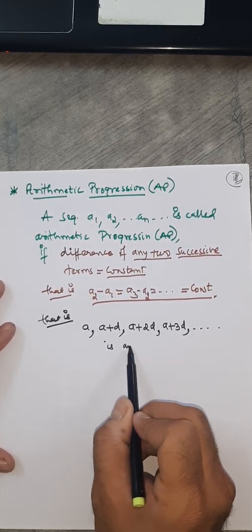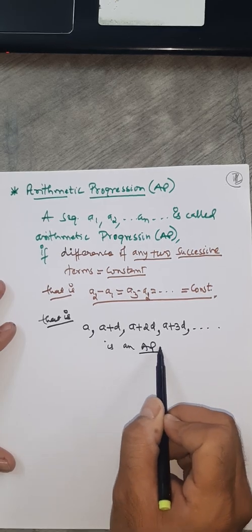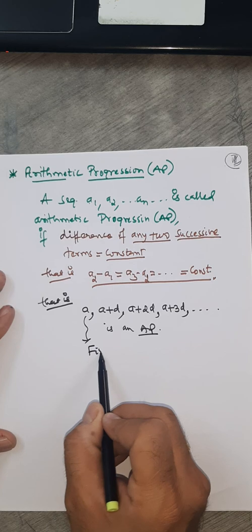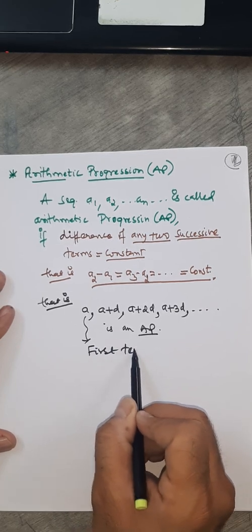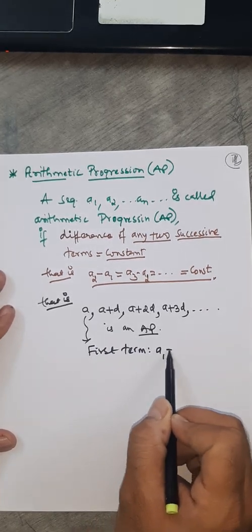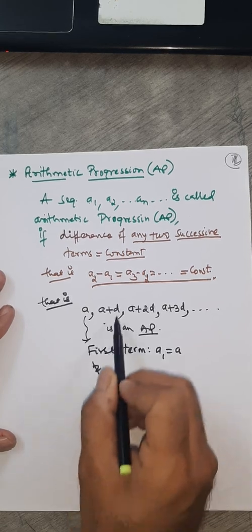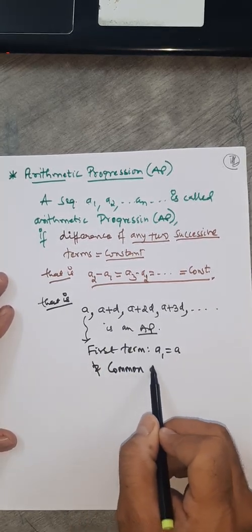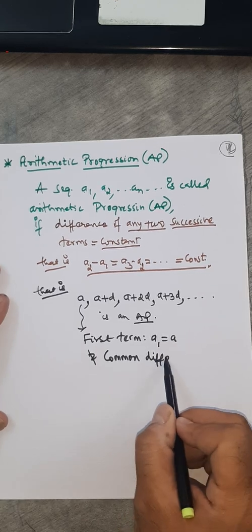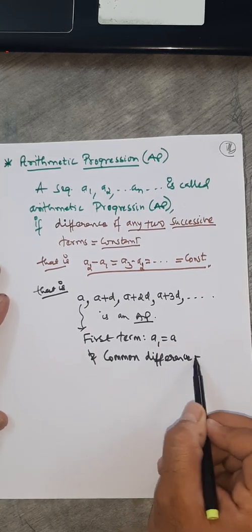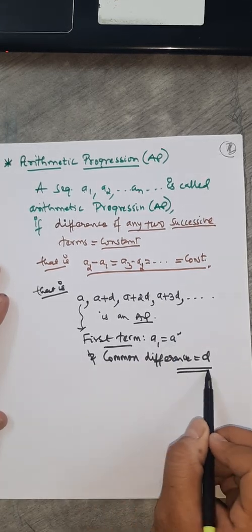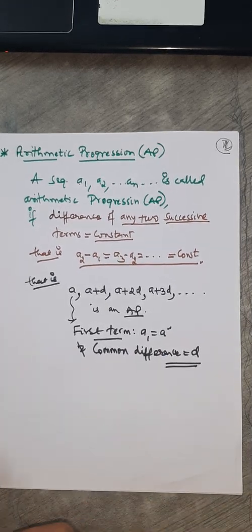This is an arithmetic progression, an AP, where the first term, that is A1, equals A. And the difference is sometimes called the common difference. So common difference equals small d. So first term is A and the common difference is D.